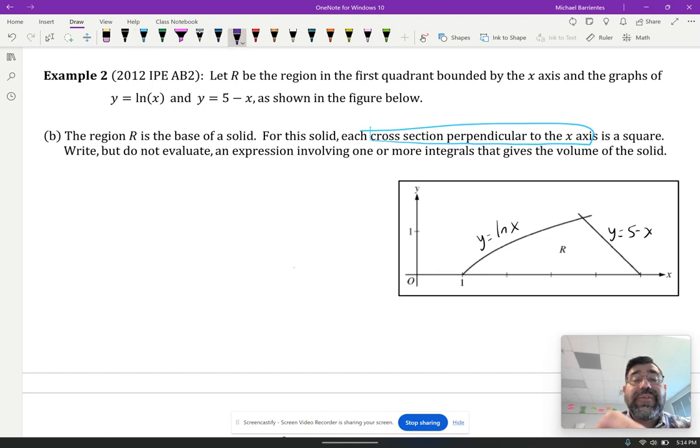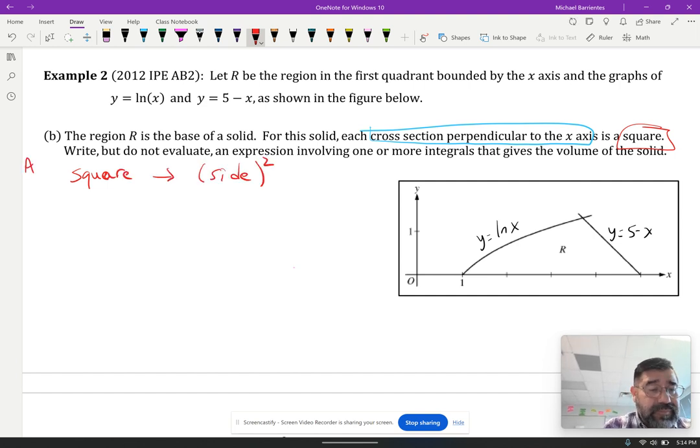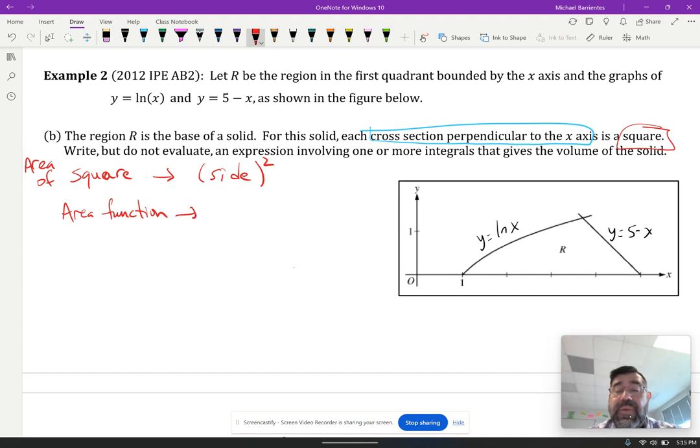We know that our shape is a square, so once again, I'm starting with a square. And I know that to find the area of a square, I just take the side and square it. So that's going to lead us to the area function of a square, which means if I were to draw a perpendicular cross section to the x-axis, it would look like this, right?